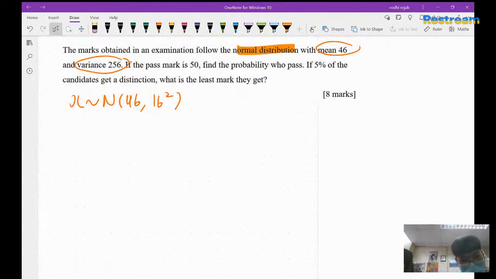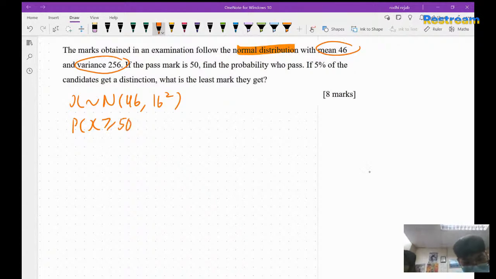So, if the pass mark is 50, find the probability of those who pass. It basically wants us to find the probability P(X ≥ 50). By changing this into normal, we get P(Z ≥ (50 − 46)/16), where 46 is the mean and 16 is the standard deviation we found earlier. Variance is 256, so the standard deviation is 16. Now we solve it: 50 minus 46 over 16 is 0.25.